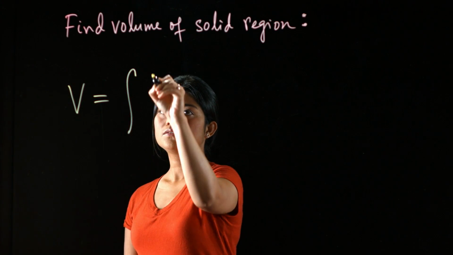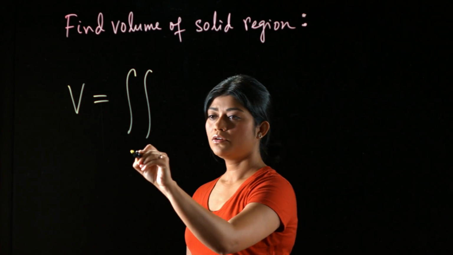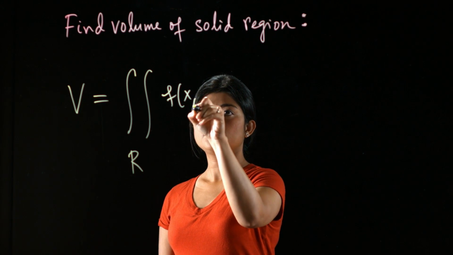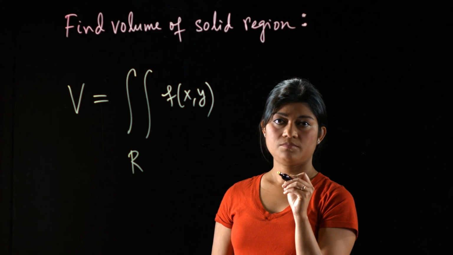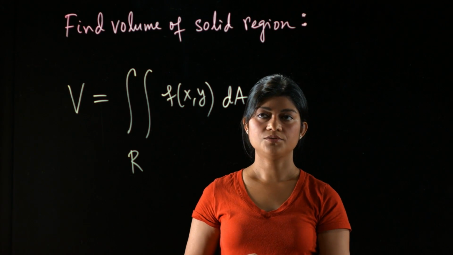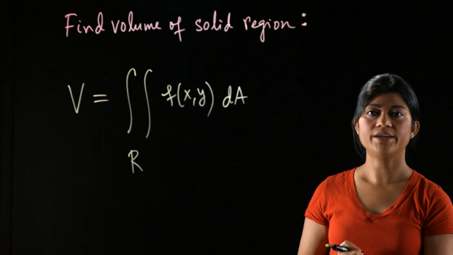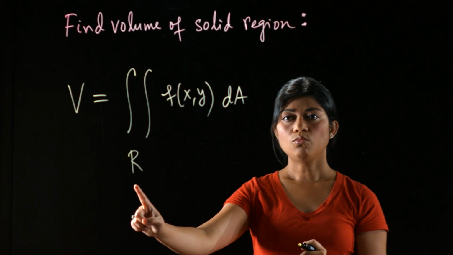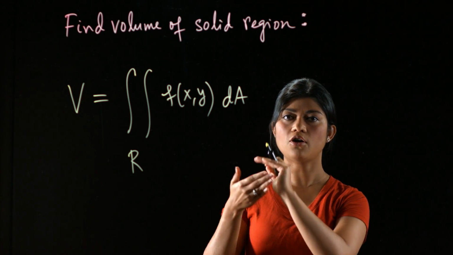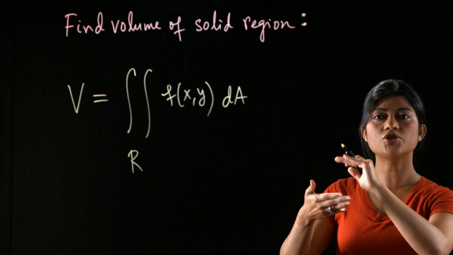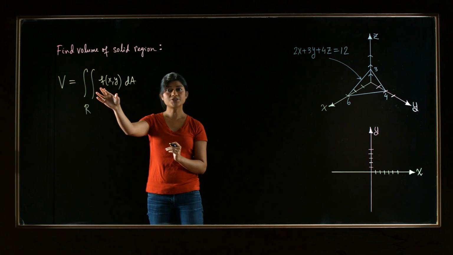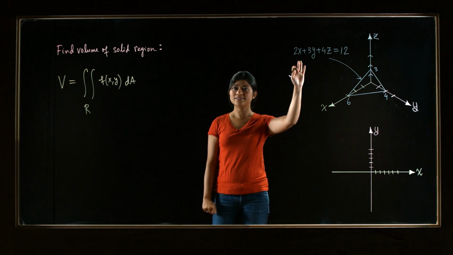It is the double integral over region R of the function f, that's a function of two variables, and then dA, which is dx dy or dy dx. Now, where is this region? This is the xy trace of the solid. So, wherever the solid is intersecting the xy plane. And where's the function? Well, the function is given by z.